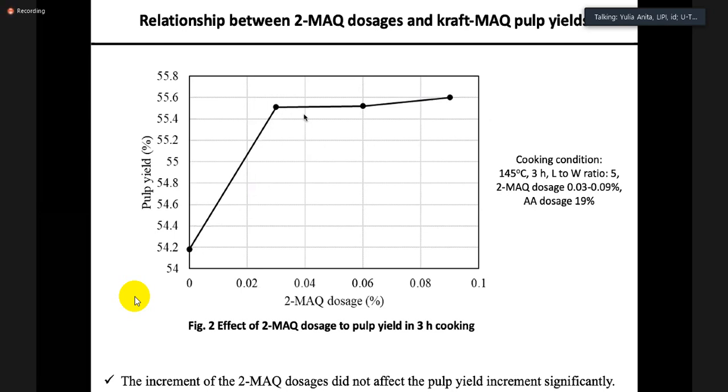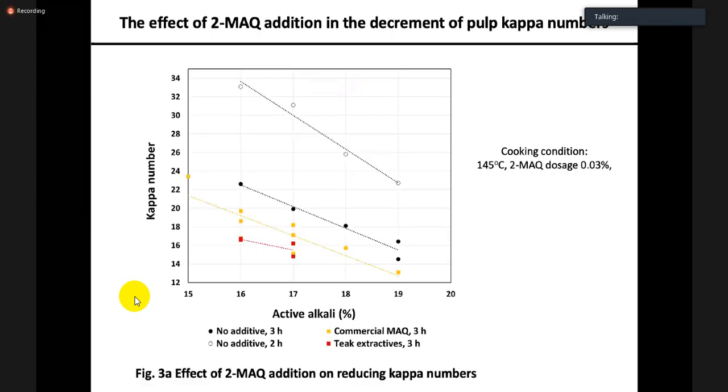However, increasing the 2-MAQ dosage from 0.06% to 0.09% didn't affect the pulp yield significantly. Thus, 0.03% 2-MAQ dosage was used for further experiments. So the effect of soluble MAQ addition, from commercial and extractive, on kraft cooking was clarified in this research.